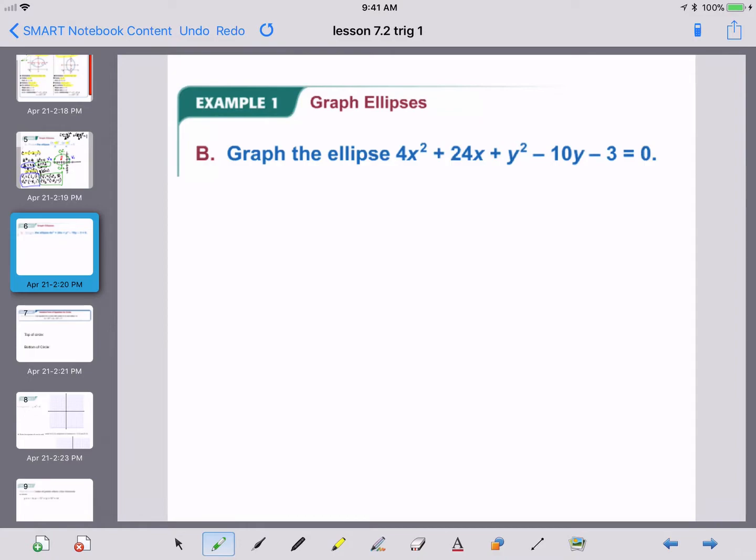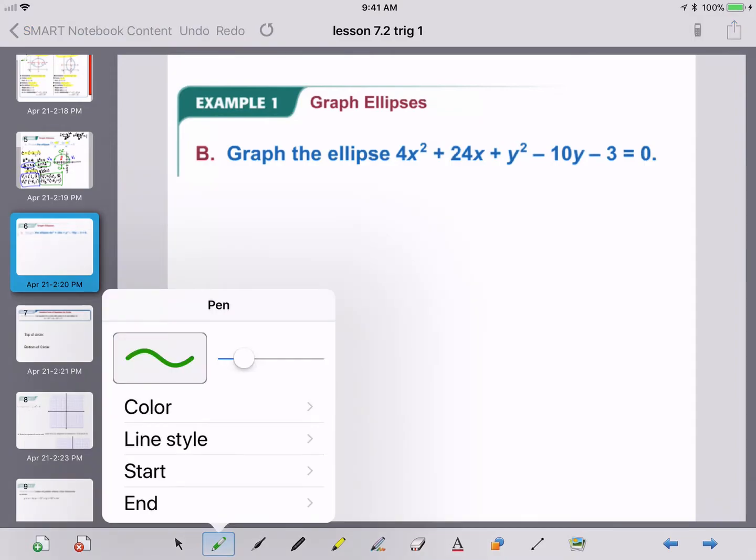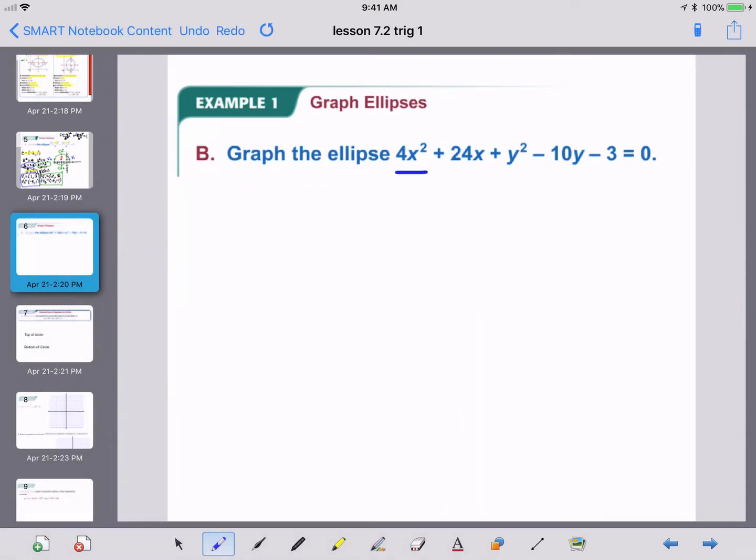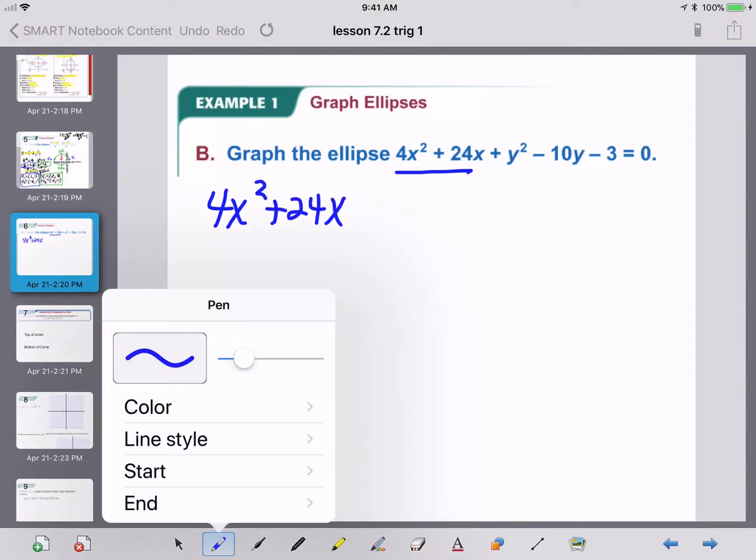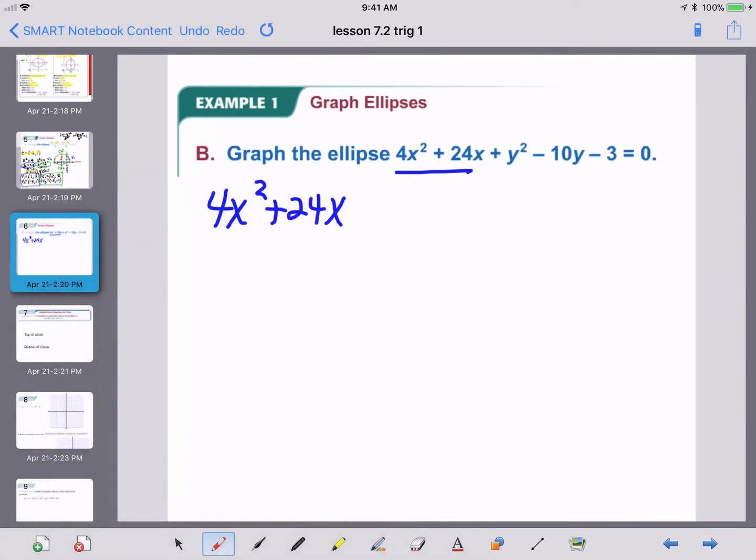Let's look at another example. Now this example, everything's kind of jumbled up. So we want to put our x's together. We want to put our y's together.